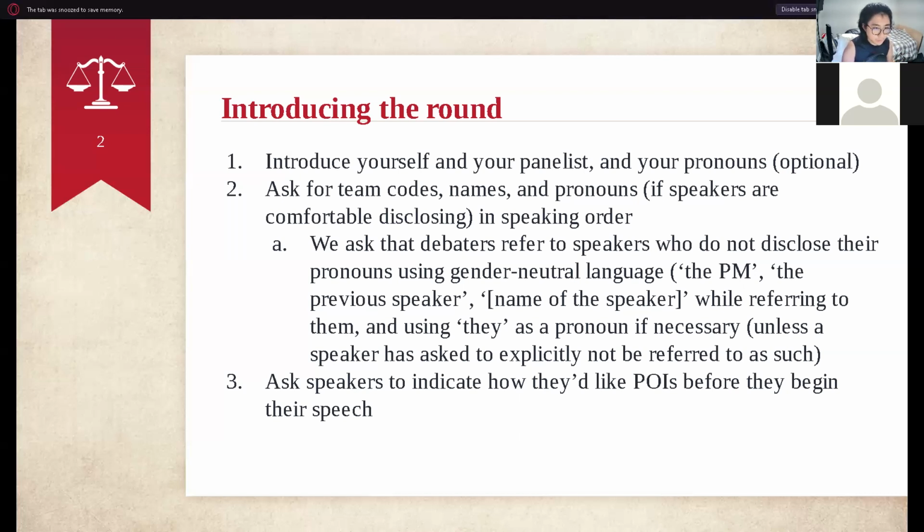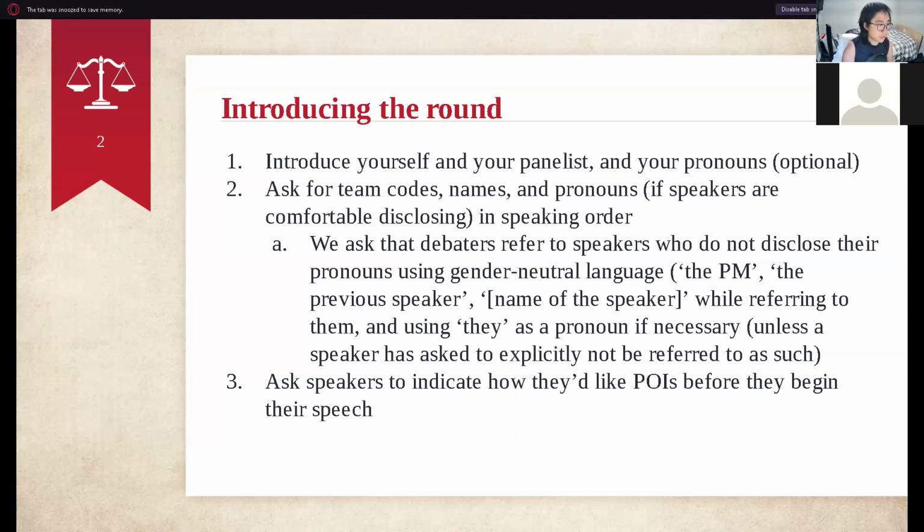So then we ask that debaters refer to speakers who do not disclose their pronouns using gender neutral language. So for example, the prime minister, the previous speaker, their name, for example. It just all around makes the debate a lot better. So try to enforce those things. It minimizes the cases that equity has to deal with if that happens.